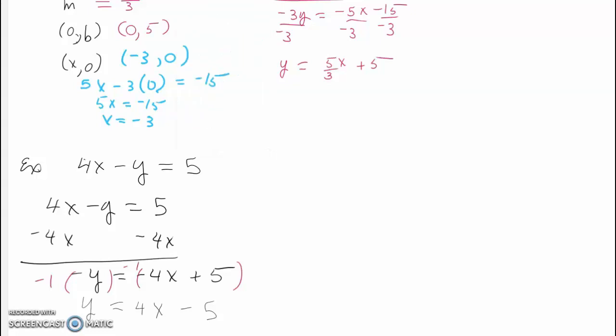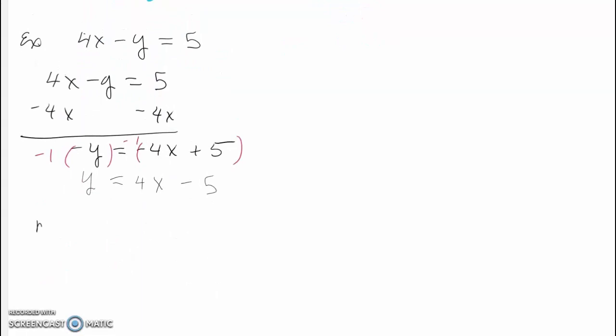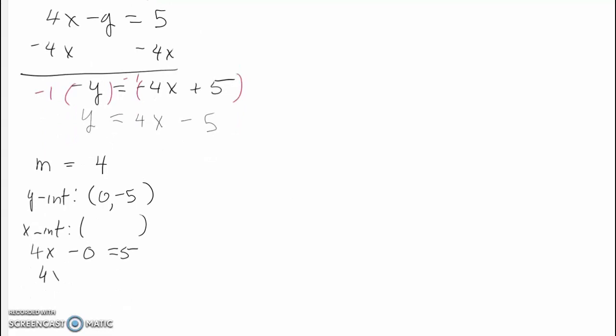So now we have m equal to positive 4, or the slope is positive 4. The y-intercept is (0, -5). And going back to the original, to find the x-intercept, I'm going to let y equal 0. So in this case, we get 4x equals 5, x equals 5/4. So the x-intercept is 5/4 when y is 0.